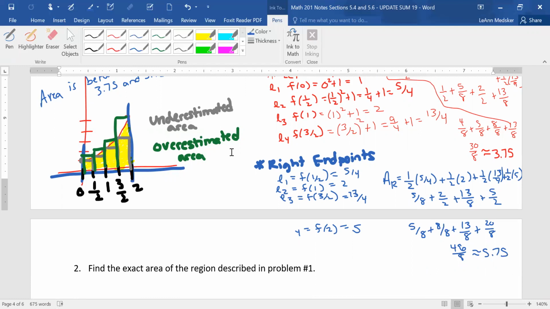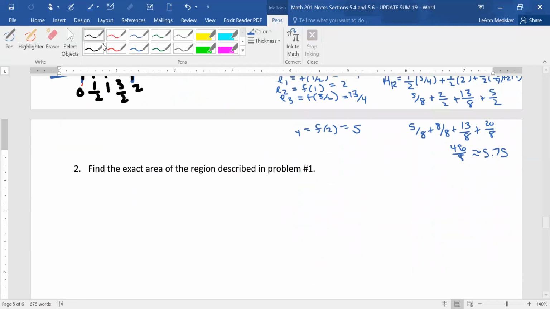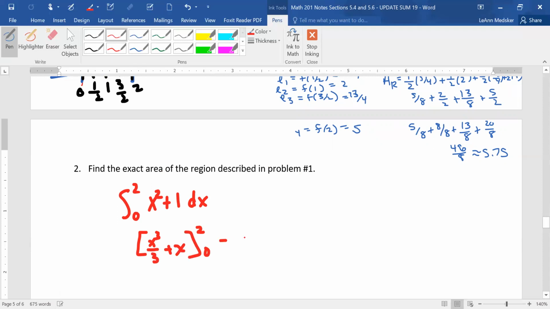Now I'm going to show you how to find the exact area of this region by using integration. The reason I'm doing that is because we actually know how to integrate that function. So we're going from 0 to 2 of x squared plus 1 dx. We would take our antiderivative, which makes this x to the third over 3 plus x from 0 to 2, and that's going to be 8 over 3 plus 2 minus 0 over 3 plus 0, sorry, minus there in the middle. Talking too fast.